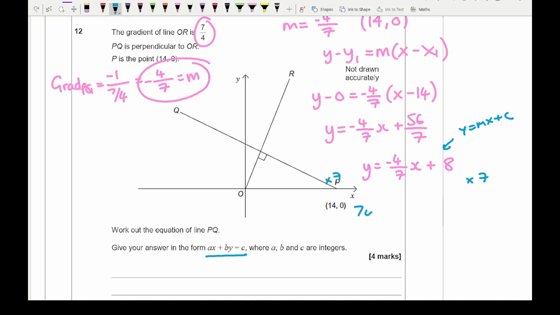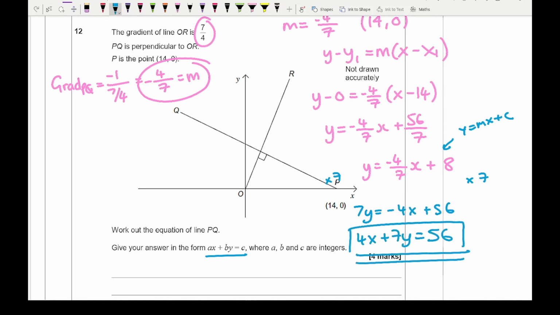So here we're going to end up with 7y minus 4 over 7 times 7 is minus 4, so it's going to be minus 4x, and then 8 times 7 is 56. So then all I need to do is put the x and the y's all on one side. So I've got 4x plus 7y equals 56, and there is my final answer.